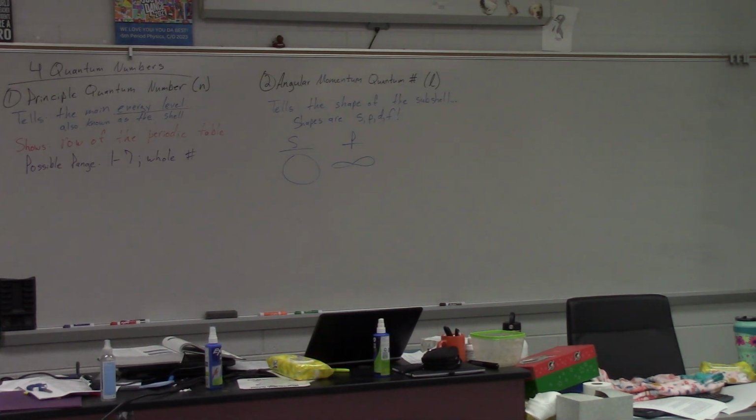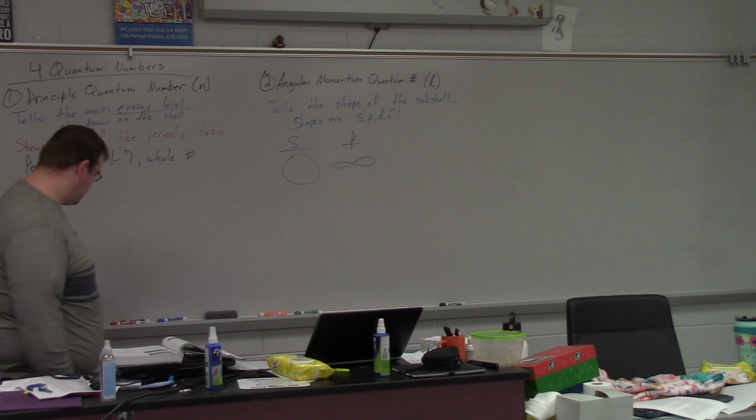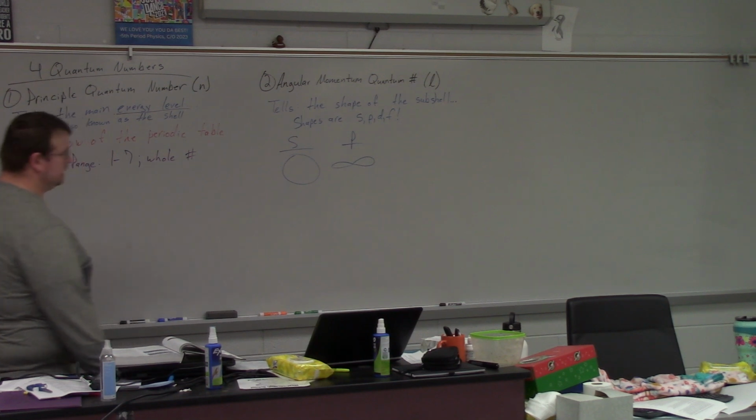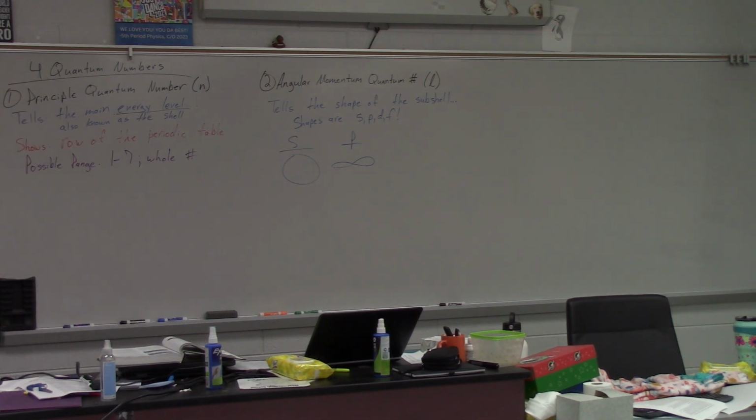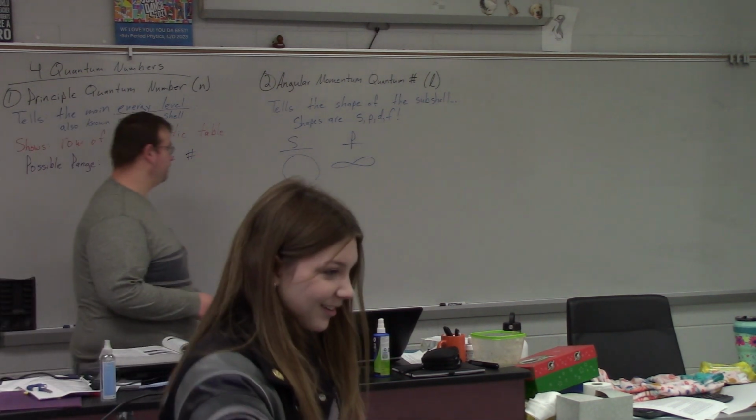Kinsey, can you draw it on the board? There you go, guys. Do we have to know what they look like? No, I just want you to see it so you know. S has 1, P has 3, D has 5, F has 7. That is badonkerdonk. It's a good picture. Very good.